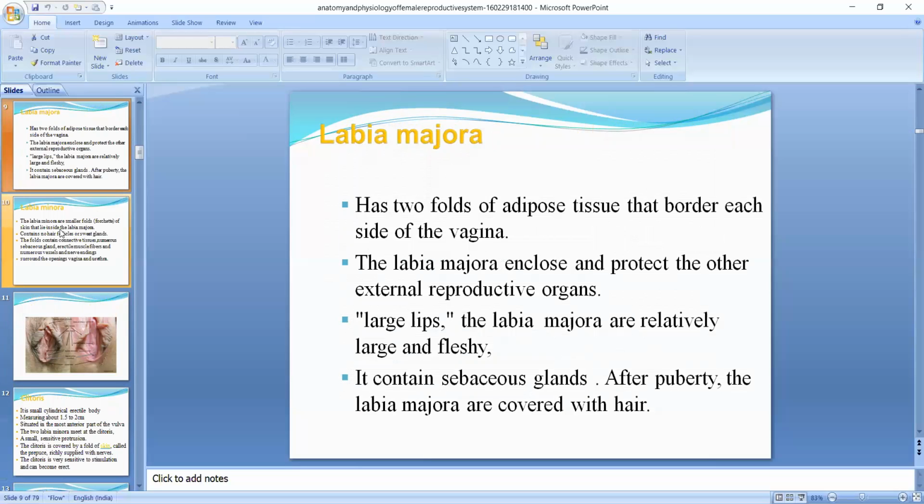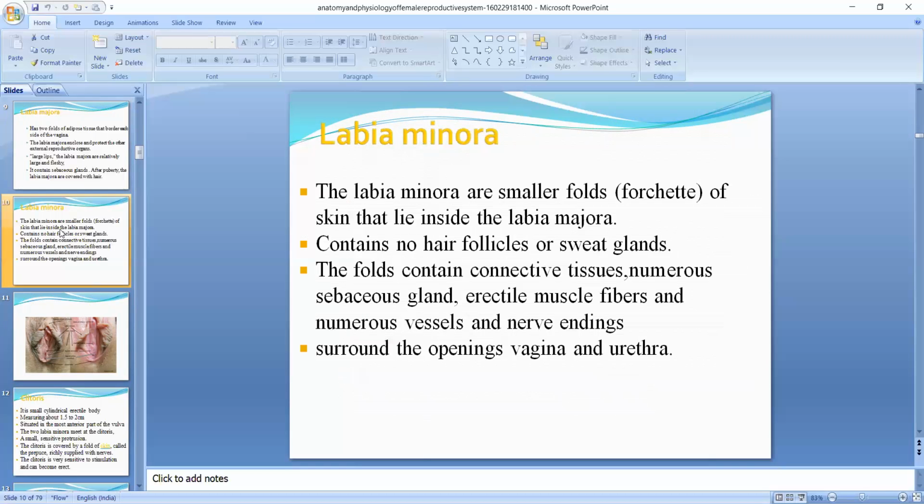Labia majora are fleshy and large compared to labia minora, and they contain sebaceous glands, and after puberty they are covered with pubic hair, and they enclose the labia minora and all the internal reproductive organs. Labia minora are smaller folds that cover the vestibule, and there are no hair follicles, no sweat glands, but they have sebaceous glands, erectile muscle fibers, and numerous vessels and nerve endings.